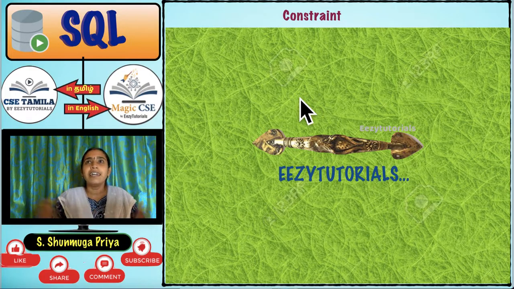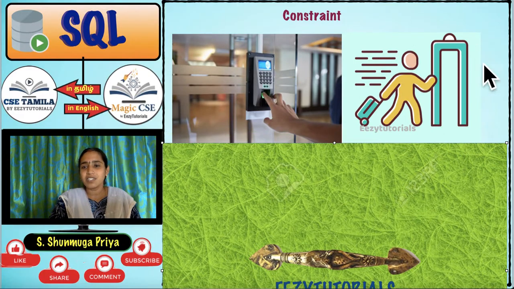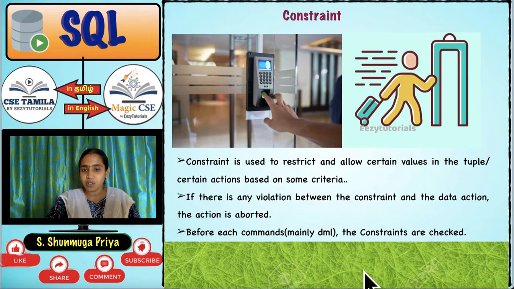So in real time, you'll be having scanners in the airport or railway station or any public places. If you're carrying any suspicious metals or bombs, then the scanner will detect it with a beep sound, and you will not be allowed. If nothing is there, you're scanned and thoroughly okay, then you will be allowed. Same way, like a scanner device, we are having some rules over the table, and if the rules are satisfied, then the action will be allowed. If the rule is violated, the action will be denied. So that is called as constraint.